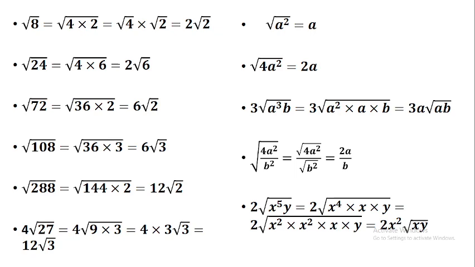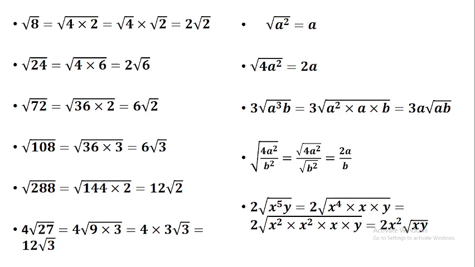Now let's continue our simplification. Let's look at square root of 24. Or before that, let's look at square root of 12 rather. Can we simplify square root of 12 further? Yes. You ask me how. There are two numbers you can multiply together to give us 12, and one of them is a perfect square. I hope you understand that now.